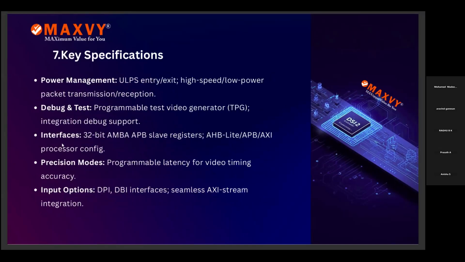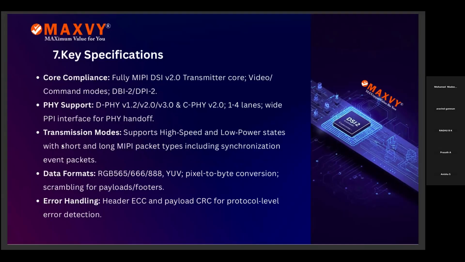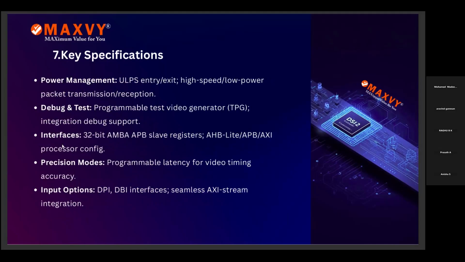The data formats: it can support RGB from 565 up to 888, YUV, and it also performs pixel to byte conversion, scrambling for payloads or footers. For error handling, it has header ECC and payload CRC for protocol level error detection. For power management, it includes ultra low power state entry or exit, ultra low power entry or exit, high speed low power packet transaction or reception. And for debug and test, programmable test generator integration and debug support.